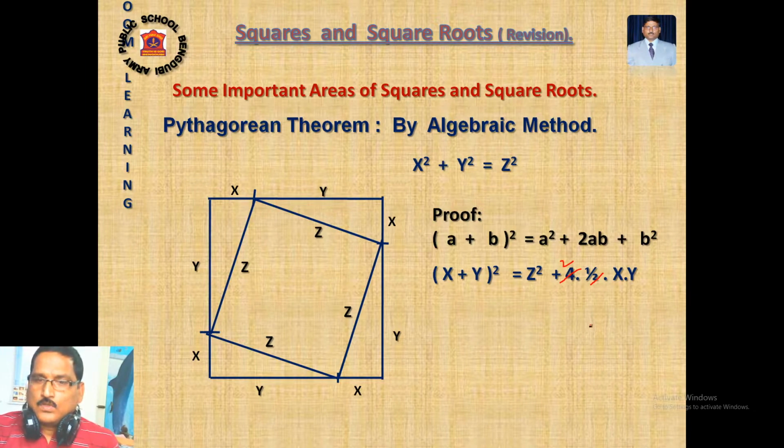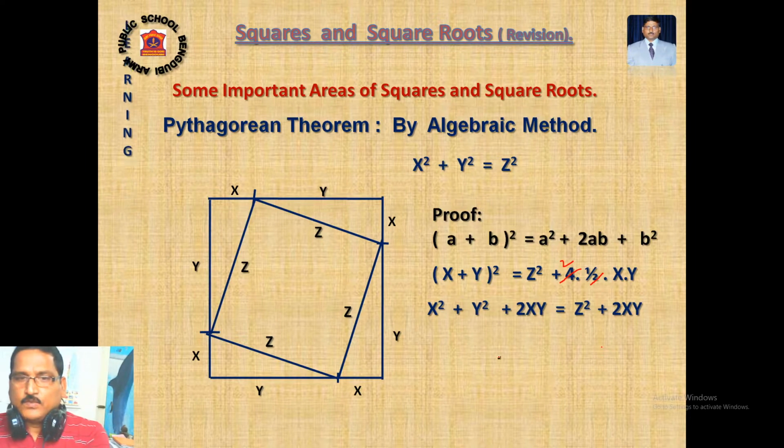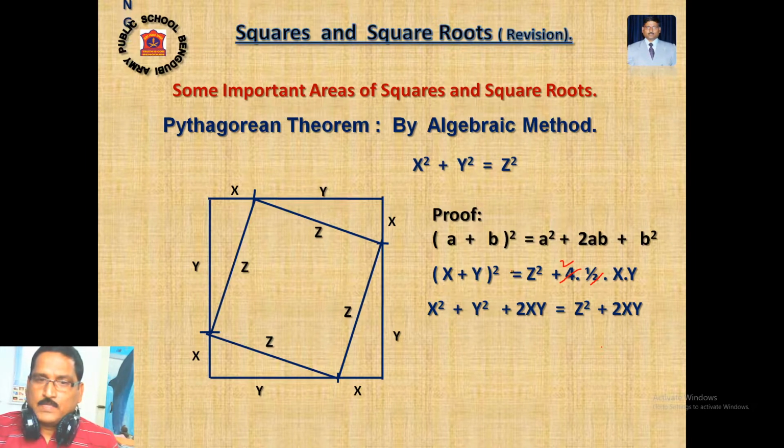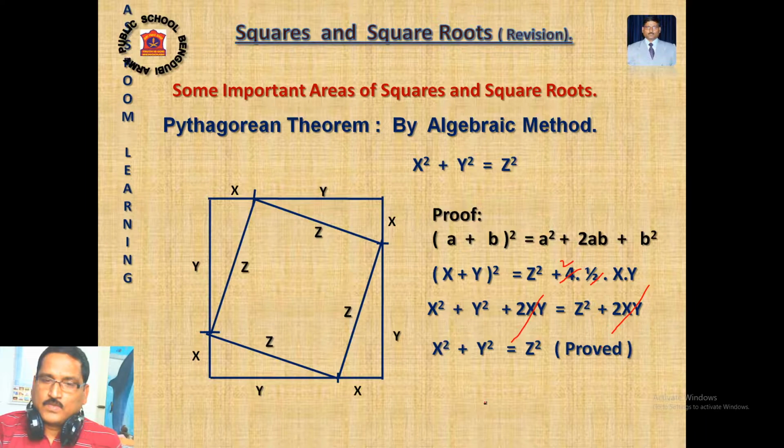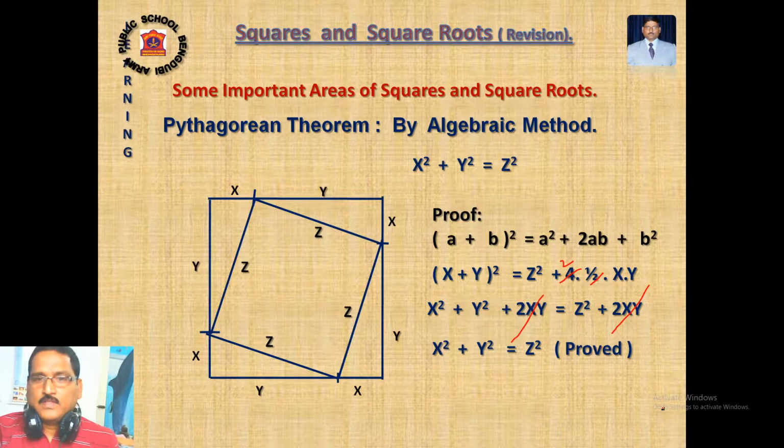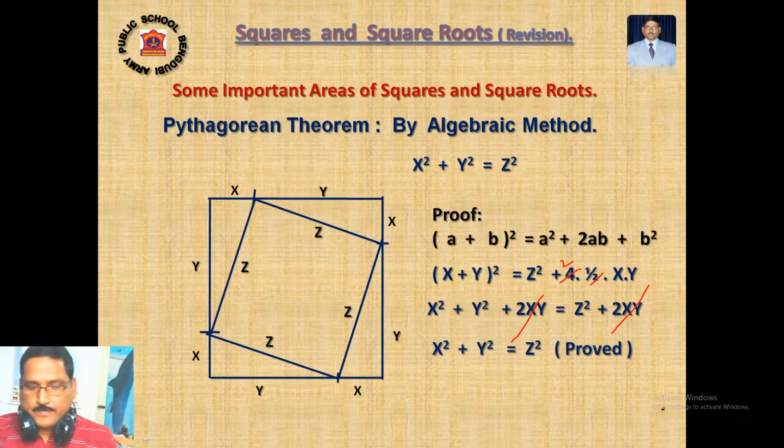2xy. Okay. So now if I expand this one, a plus b whole square, that is x square plus y square plus 2xy. So now you cut 2xy from both sides. What am I getting at the end? X square plus y square equals z square. That is proved. Have you understood or not? Shall I explain again? Okay, let's see.